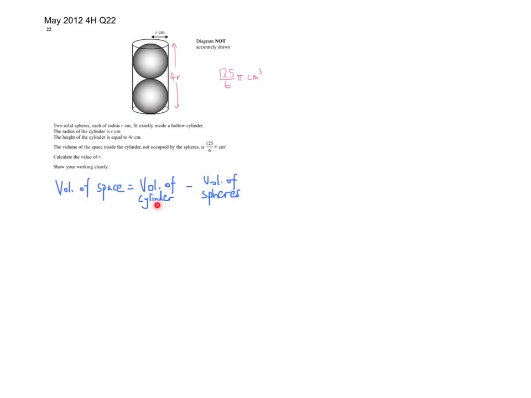So now we can work with this because we can calculate the volume of a cylinder and we can calculate the volume of spheres. The volume of a cylinder is pi r squared h, and in this case h is 4r, and the volume of each one of the spheres is 4 over 3 pi r cubed, and there are two spheres, so I'm multiplying that by 2. These formulas are both from the formula sheet.